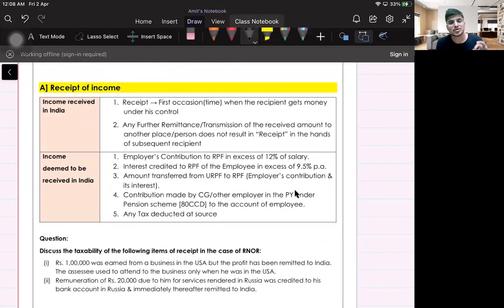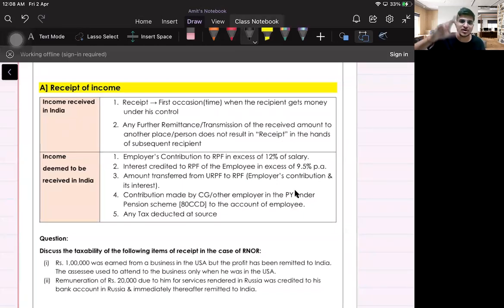Fourth point, contribution made by central government or other employer under the pension scheme under section 80CCD to the account of the employee. Contribution kisne kiya? Central government or other employer. Kidhar kiya? Jo 80CCD mein schemes diya na, usme contribution kiya. Then it is deemed to be received in India. And the fifth point is any tax deducted at source.